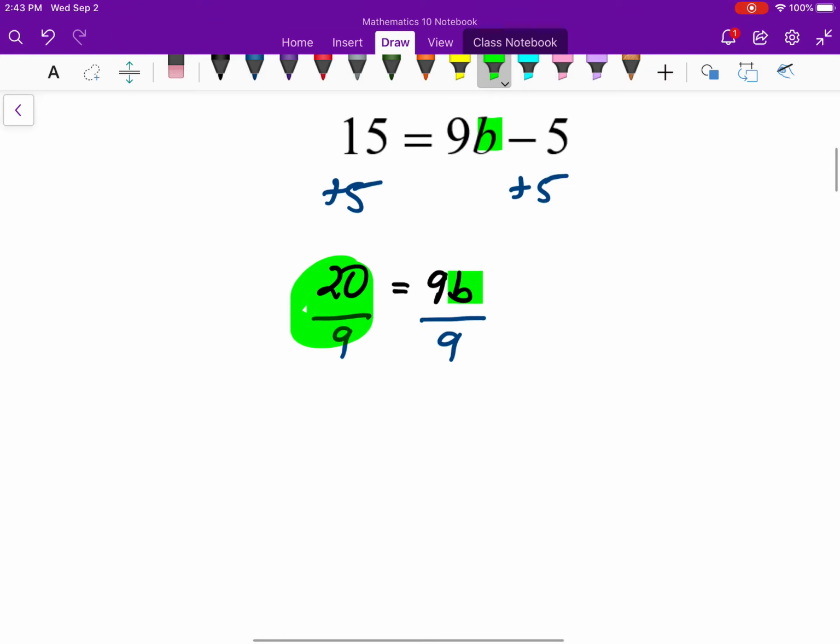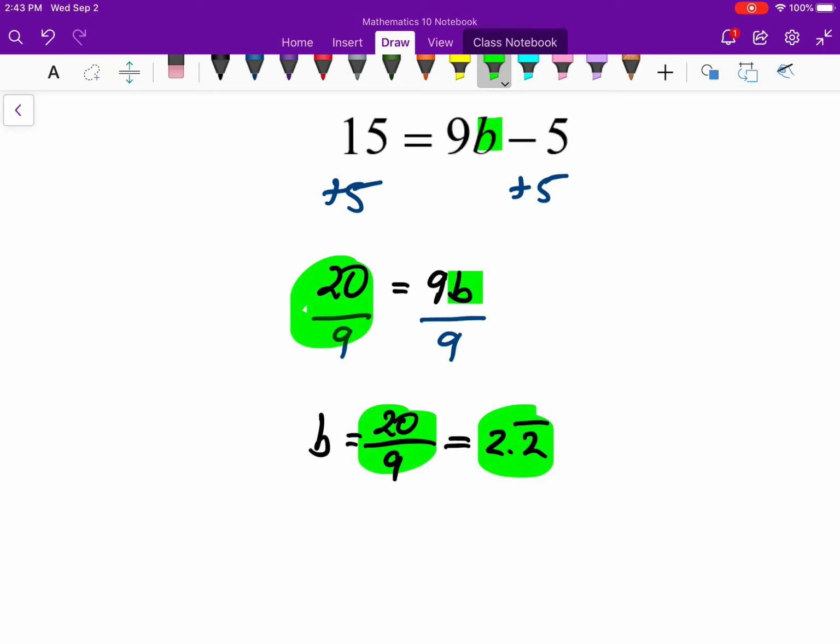I have no need to change this into a decimal. If I did, I don't think it's any nicer than that. So I'm just going to write it as b equals 20 over 9. If you did decimalize it, you get 2.2 repeating forever. And again, if you like that better, fair enough. Just be exact. Put the little bar over the repeating 2. But 20 ninths is fine as well.